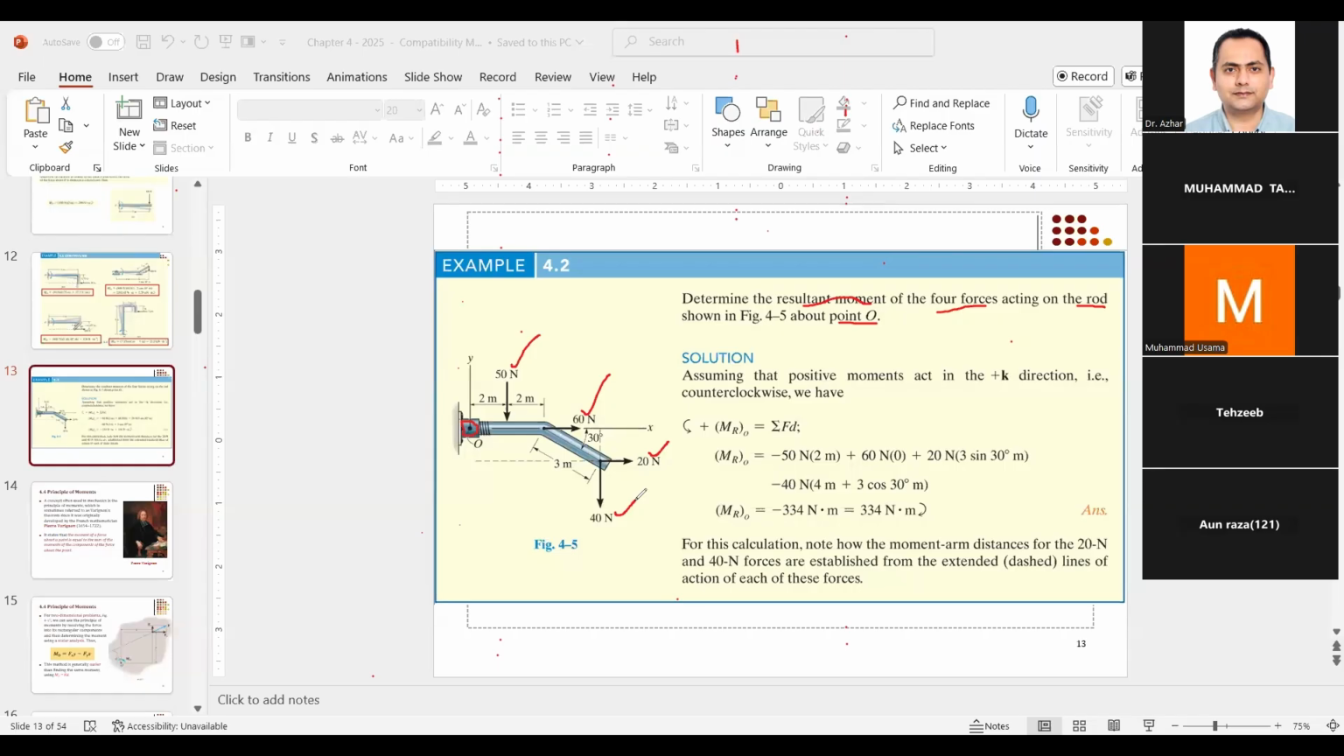Before I do that, Ahmad is asking whether we also use the free body diagram. You may use it, but these are actually very simple problems, so you don't have to redraw it. You don't need the free body diagram here. For a little more complicated problems, we'll draw the diagrams.